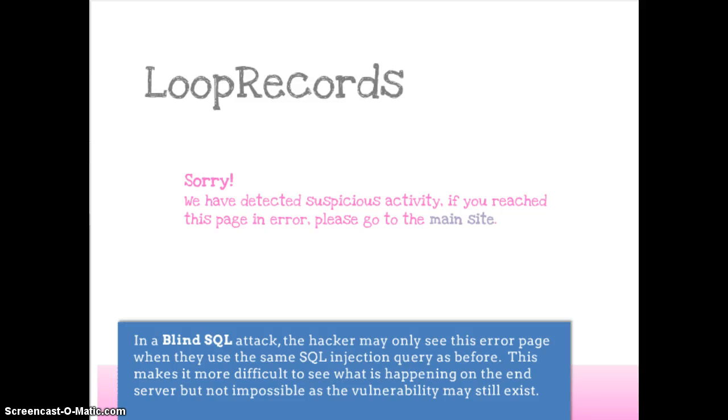Now, this is because the developers have chosen not to show the database error in the web tier, but it doesn't mean that they've still validated the parameters properly. So although it makes things much more difficult for a hacker to determine what's going on, it doesn't mean that SQL injection is impossible, and that's why this is called blind SQLi.